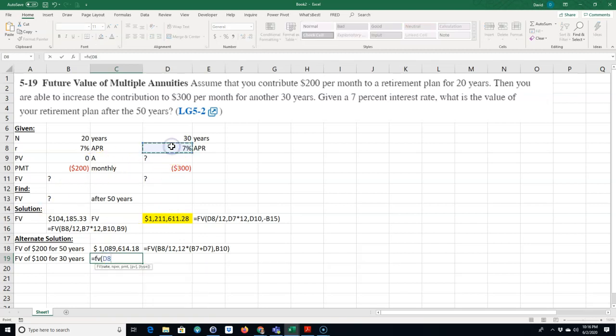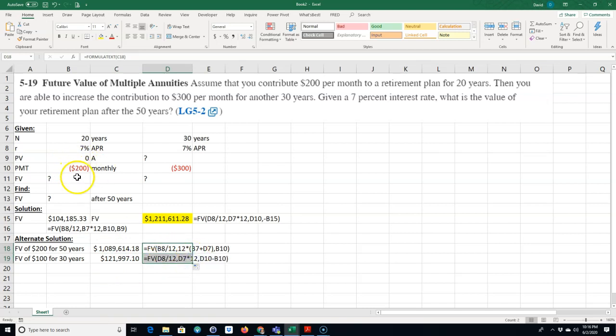The rate is still 7%. Don't forget to divide by 12. Number of periods now is going to be 30 times 12 for months. The payment is going to be equal to this minus this now, right? Because it's $100. And then we don't have to worry about the present value. So that's $100 additional dollars for 30 years. So now I have all the cash flows. So now all I have to do is just add it together. And we get the same answer.